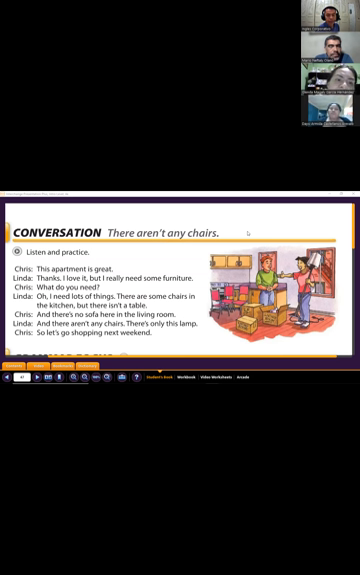This apartment is great. Thanks, I love it. But I really need some furniture. What do you need? Oh, I need lots of things. There are some chairs in the kitchen, or there is a table. And there's no sofa in the living room. And there aren't any chairs. There's only this lamp. So let's go shopping this weekend. Okie dokie.